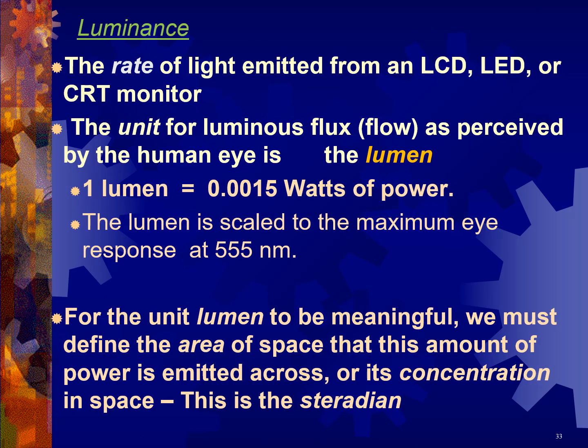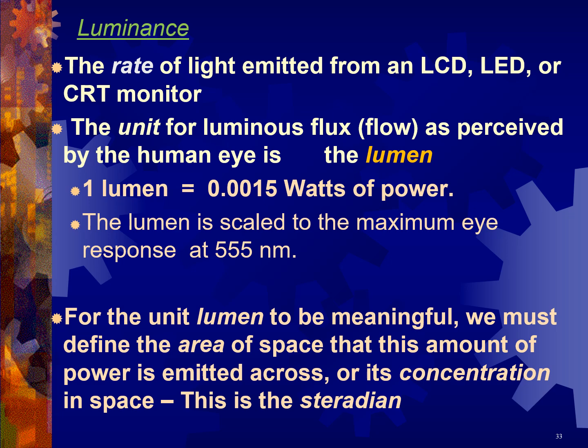All right, luminance rate. We talked about luminance, what a lumen means. It's 0.0015 watts, and a watt is a joule per second. So it's the rate of light emitted, scaled to 500, so the rate of light at 555 nanometers that's emitted from a light source, in this case the monitor.